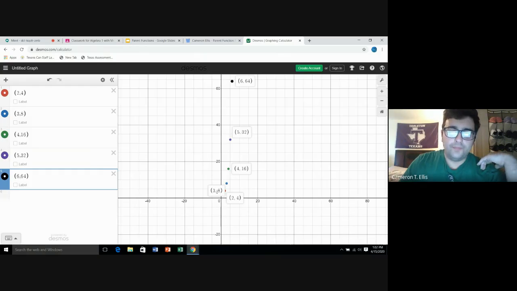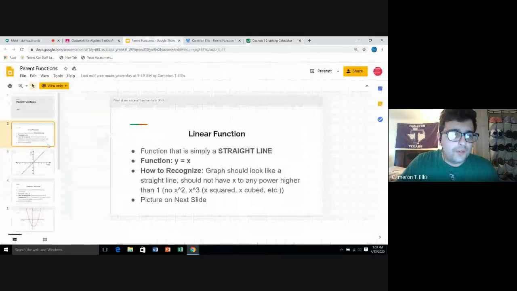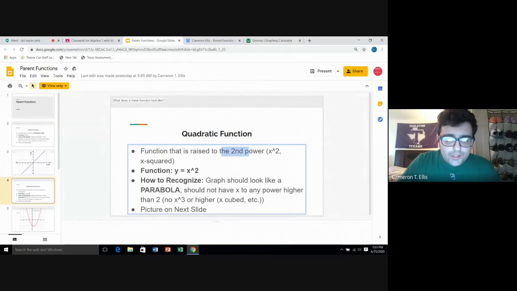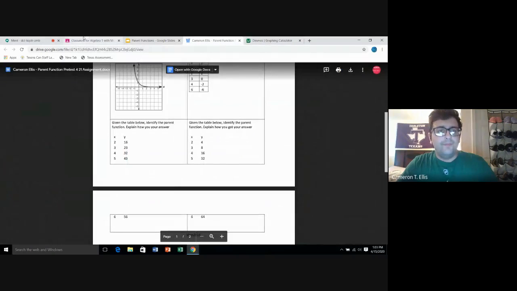Look, 4, 8, 16, 32, 64. What's 4 times 2? 8. What's 8 times 2? 16. What's 16 times 2? 32. 32 times 2, 64. They're going up by being multiplied by 2 every time, or the power of 2, right? And what graph has the power of 2 in it? To the second power. Any power higher than 2, what parent function is that going to be?